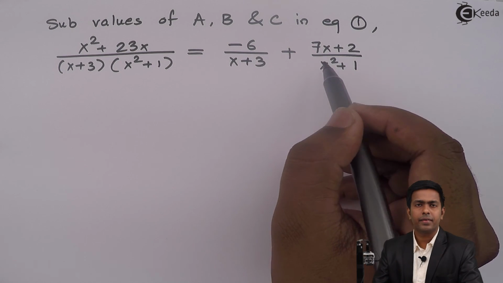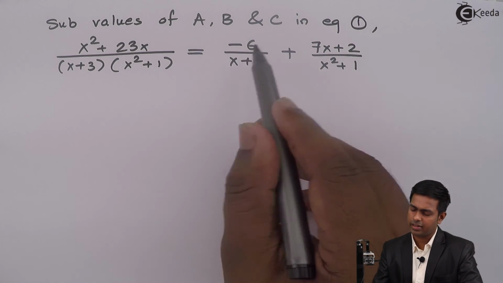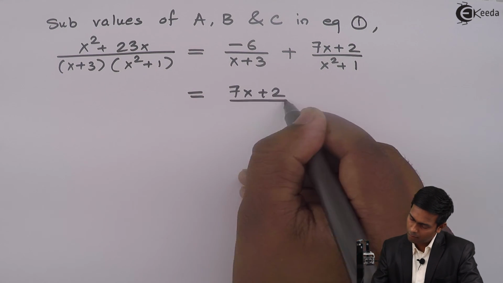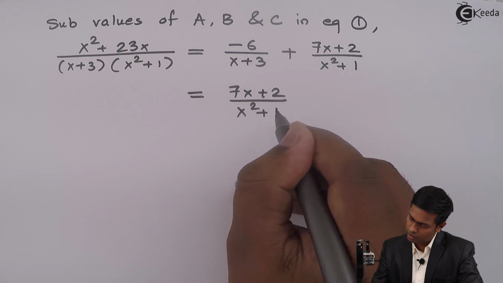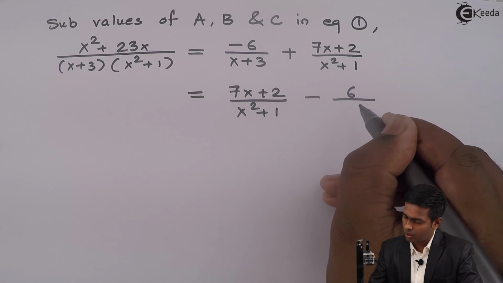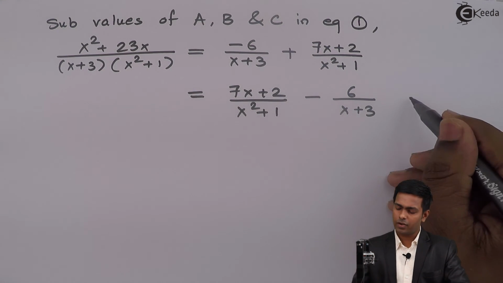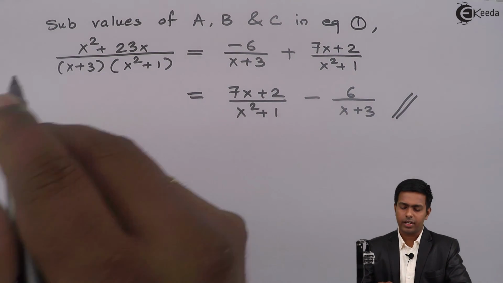So by writing the positive term first and then the negative term, we will get 7x plus 2 upon x square plus 1 minus 6 upon x plus 3, and this is the partial fraction of the given term.